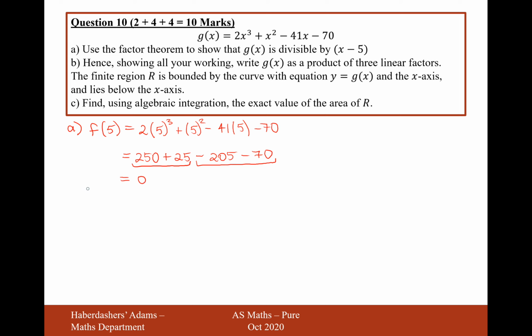Let's just write our conclusion now. As f of 5 equals 0, by the factor theorem, x minus 5 is a factor. Oh, I was meant to put g. G is supposed to be there. Is a factor of g of x.